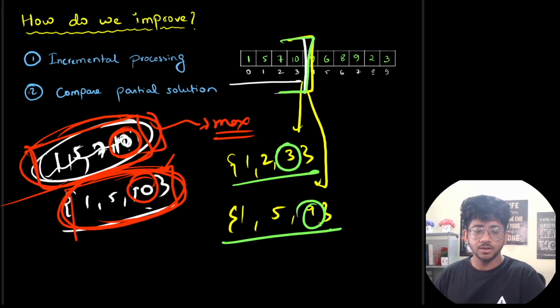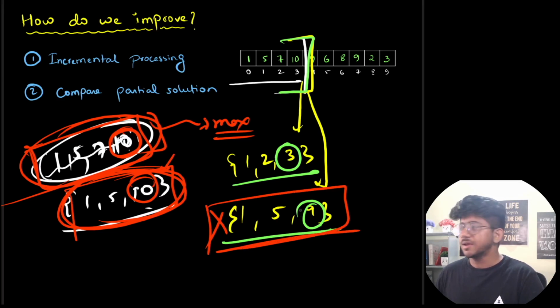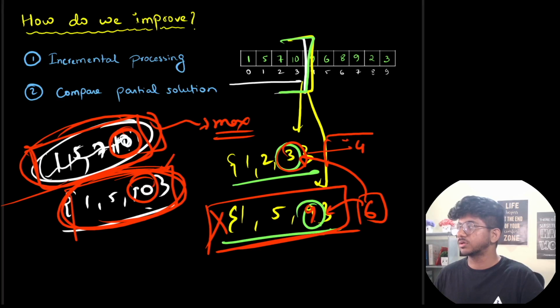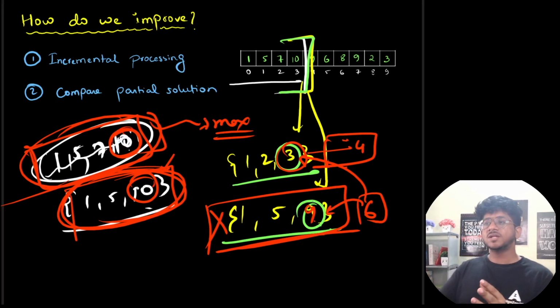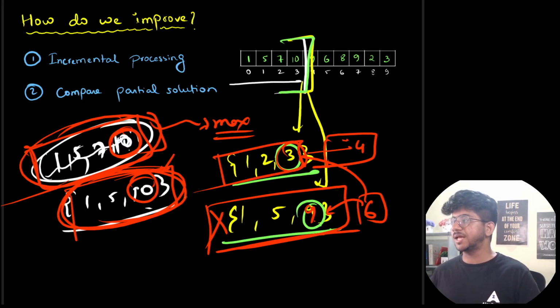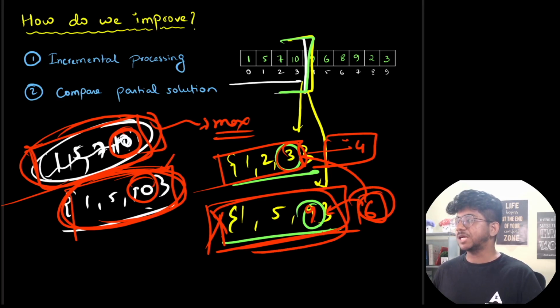Okay. And in fact, it turns out that we should eliminate this one, right? Why? Because if now there is a 6 after this, this 6 cannot extend this 9 because 6 is not bigger than 9. But 6 can extend this 3, right? And it will give me a length of 4. But this will remain at a length of 3. So if you have a smaller value at the end, you have more potential to expand its length, right? Because out of two subsequences of the same length, something might be feasible with the smaller one, but it's not feasible with the larger one.